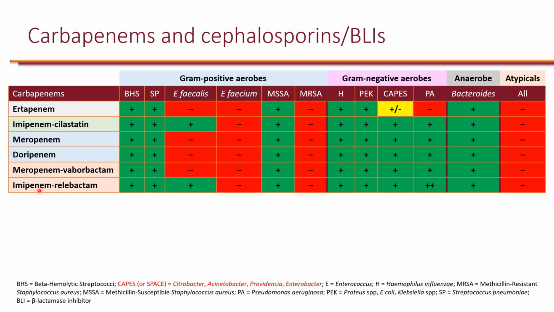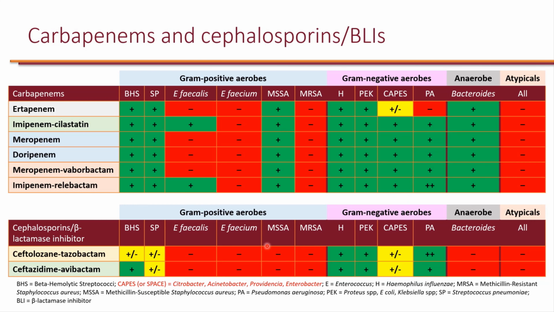And in the case of imipenem, because imipenem alone is not stable to AmpC, if there happens to be an organism such as Pseudomonas that makes AmpC, then relebactam can block AmpC so that imipenem will continue to have activity. So when you compare meropenem-vaborbactam and imipenem-relebactam, the role of imipenem-relebactam would be that extra activity against Pseudomonas. Otherwise, they both have good activity against carbapenem-resistant Enterobacterales.